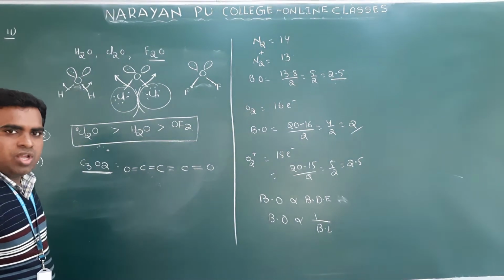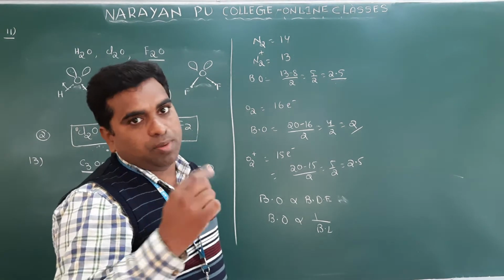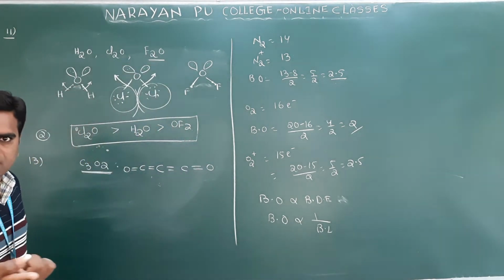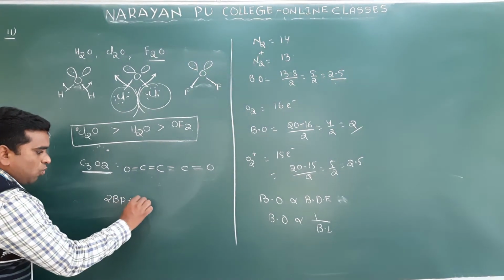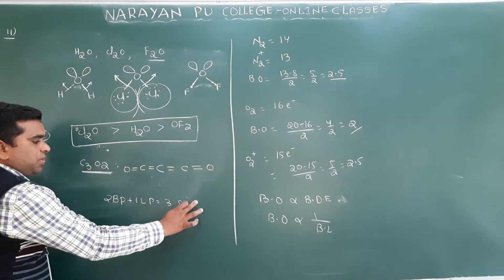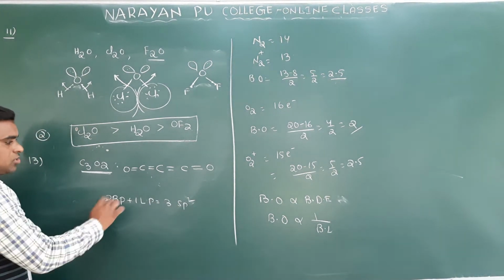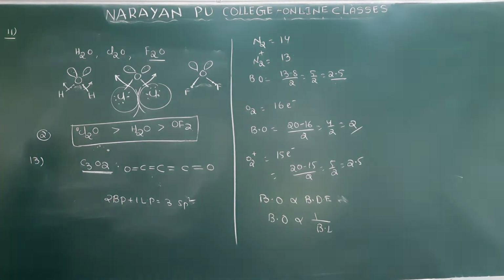Hybridization means number of bond pairs plus number of lone pairs. That is the hybridization. How many bond pairs are there? Suppose we say 2 bond pairs are there, 1 lone pair is there, and total 3. We will say it is sp2. Clear? So hybridization we calculate as number of bond pairs plus number of lone pairs.